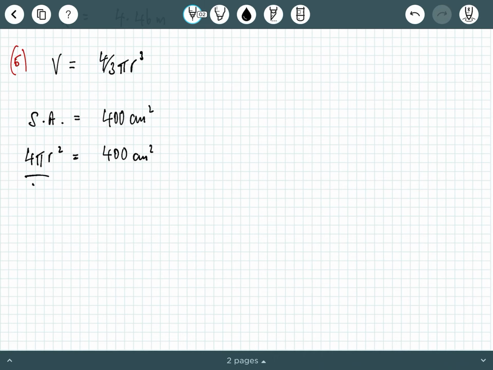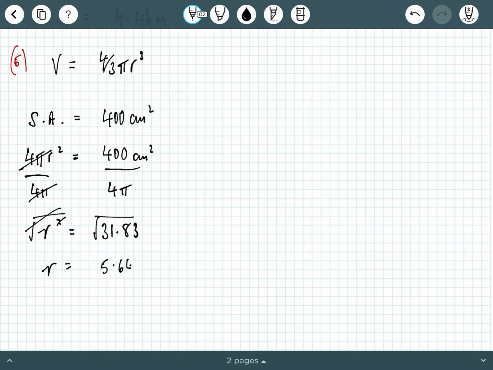Divide both sides by 4 pi. We'll get rid of that first. What you do to one side, you must do to the other. So r squared will be equal to 400 divided by 4 pi, which is 31.83. Again, rounded off to 2 decimal places. Square root both sides in order to get rid of that square. You get r is equal to 5.64 centimeters.